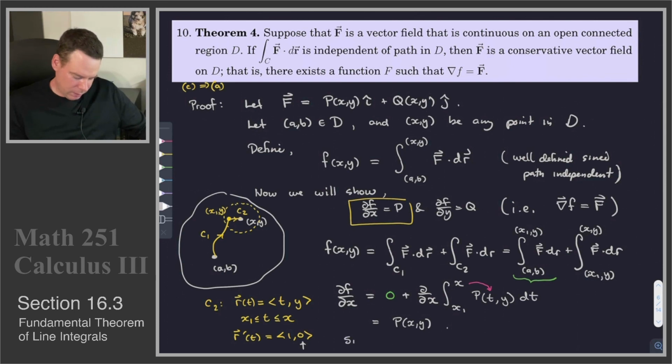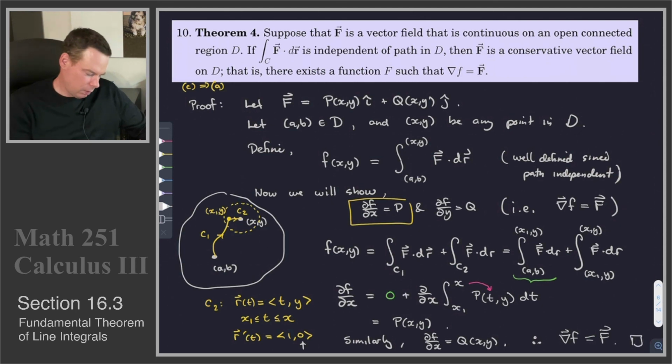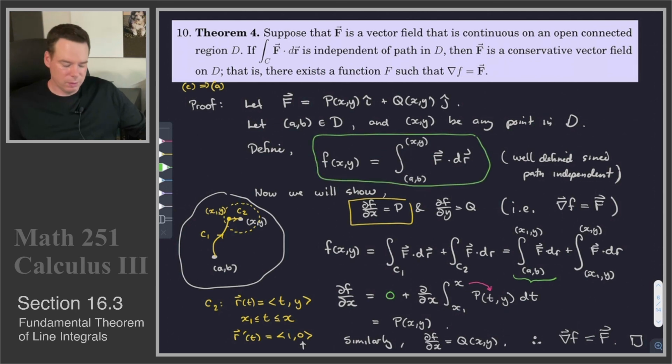By a completely analogous argument, similarly, we will get that del f del y is equal to Q of x,y. And so therefore, we've just shown that the gradient of this function f, which we constructed, is the vector field big F. So the bottom line is we were able to construct the potential function from the vector field, and we were able to do this because we used the path independence to our advantage, and we cooked up a path that made sure we were able to get the result we wanted.